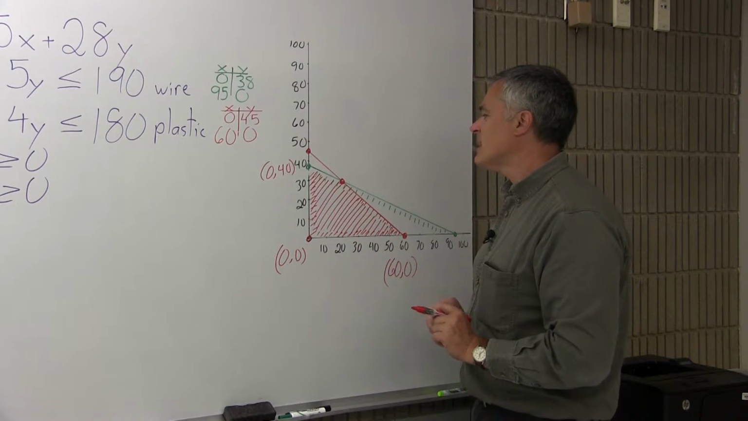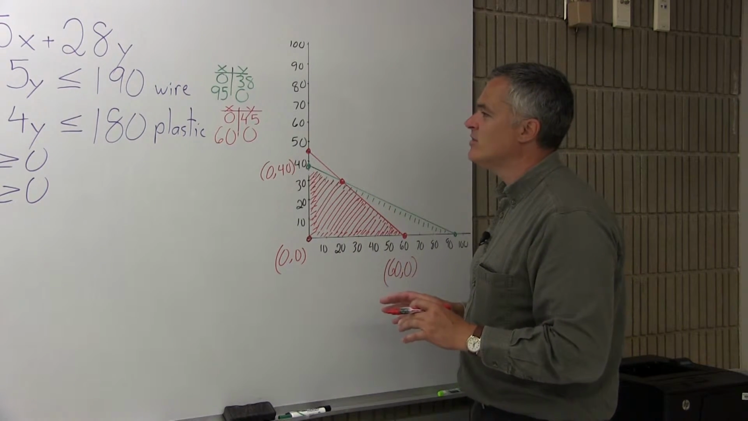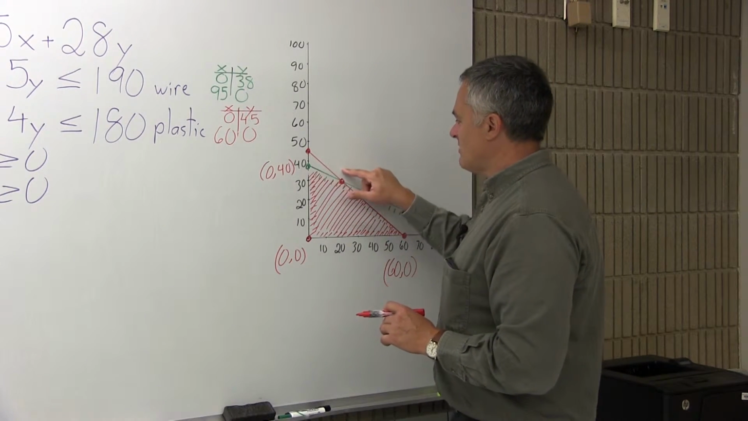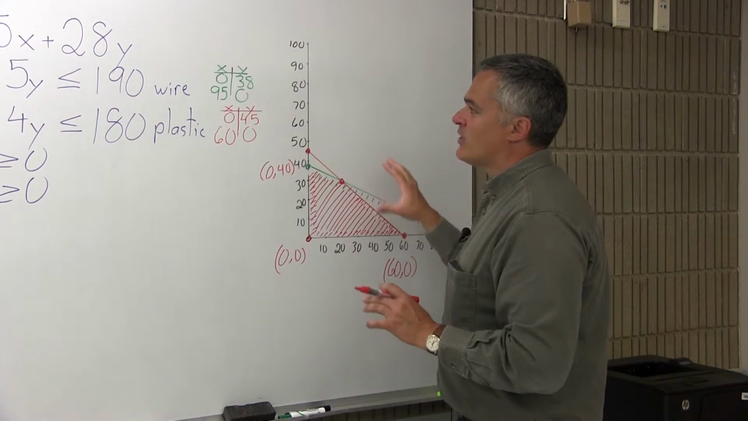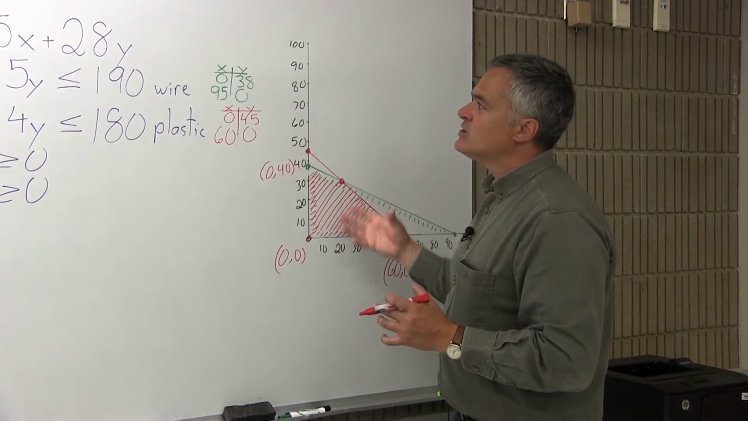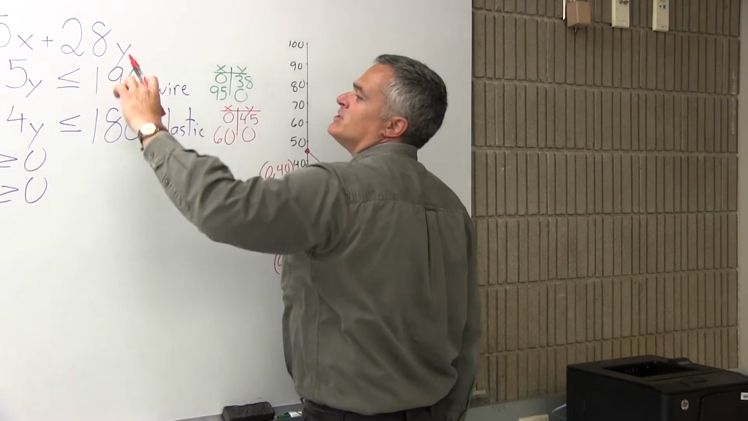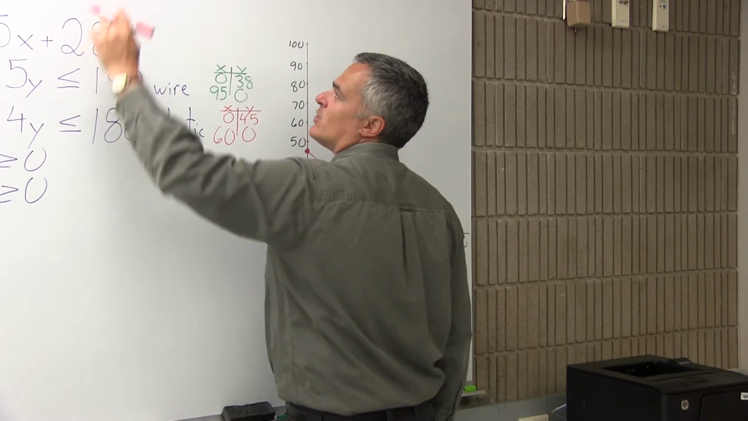And I have one out here in the middle, which again, you can try and read off the graph, but sometimes it's not that easy. The right way to do it is take the two constraints that are intersecting, the one represented by the red line and the green line on my graph, the wiring and plastic constraints, and solve them simultaneously. So I have enough room up here.